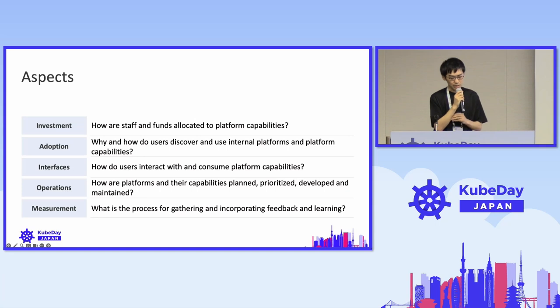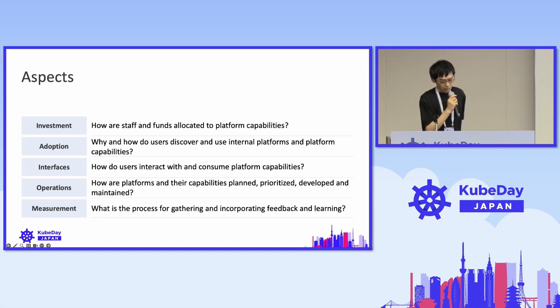The final one is the feedback aspect. This is a process for gathering and incorporating feedback and learning. Feedback on the platform is essential for both user satisfaction and the platform's sustainability. This aspect includes how sophisticated the methods are for collecting feedback and how well this feedback is integrated into the platform strategy.